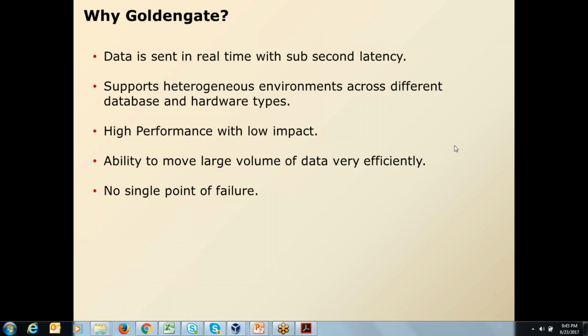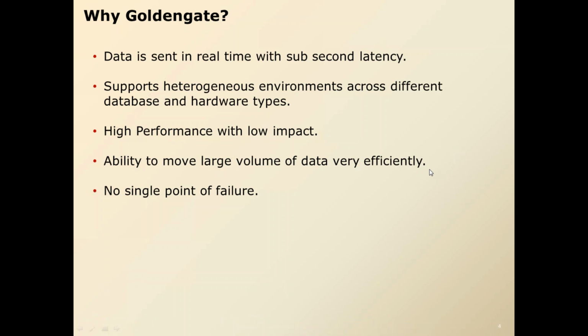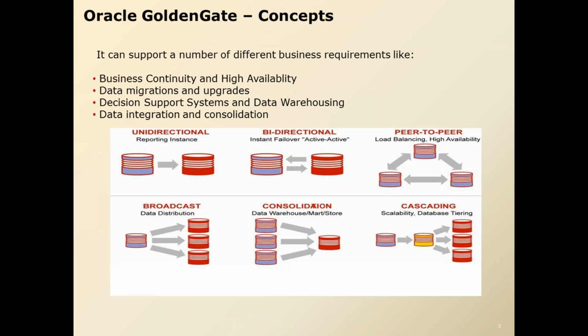Goldengate ensures no single point of failure. Suppose your source database is in Dallas, and the target is in New York. If your Dallas server is down, your application can switch to the New York server without any concern. So Goldengate ensures no single point of failure and high availability. It supports different business requirements like business continuity and high availability.